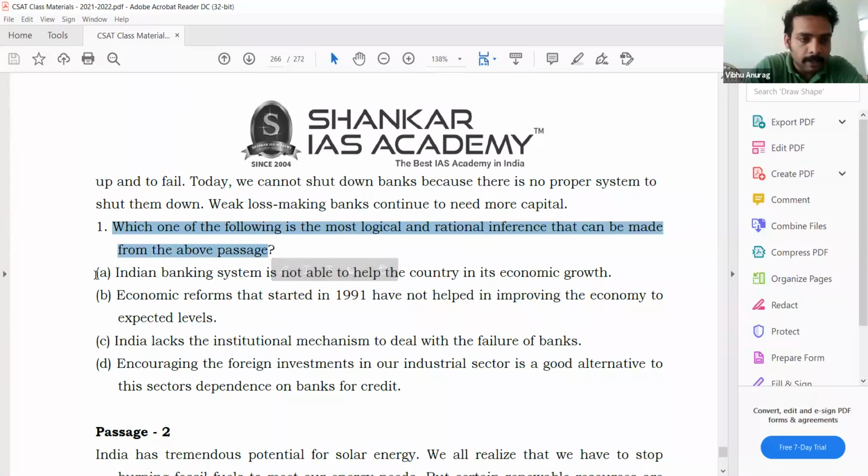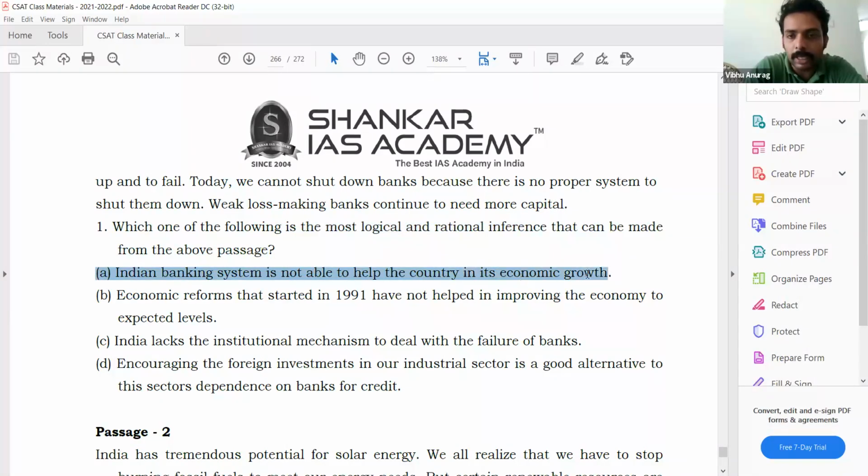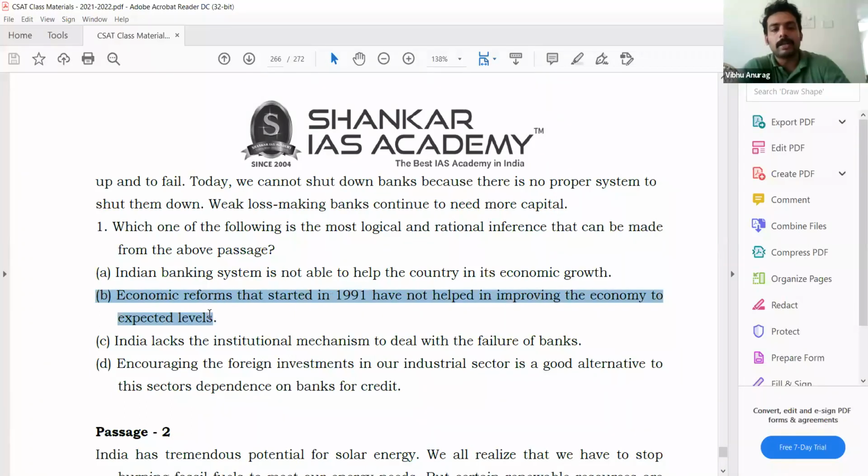So option A, Indian banking system is not able to help the country in its economic growth. That's not true. The author is not saying anywhere that the banking system is not able to help. B says economic reforms that started in 1991 have not helped. Again, there is no mention of expected levels, and it's also not given that the economic reforms have not improved the economy. All they're saying is banks should be allowed to set up and fail.